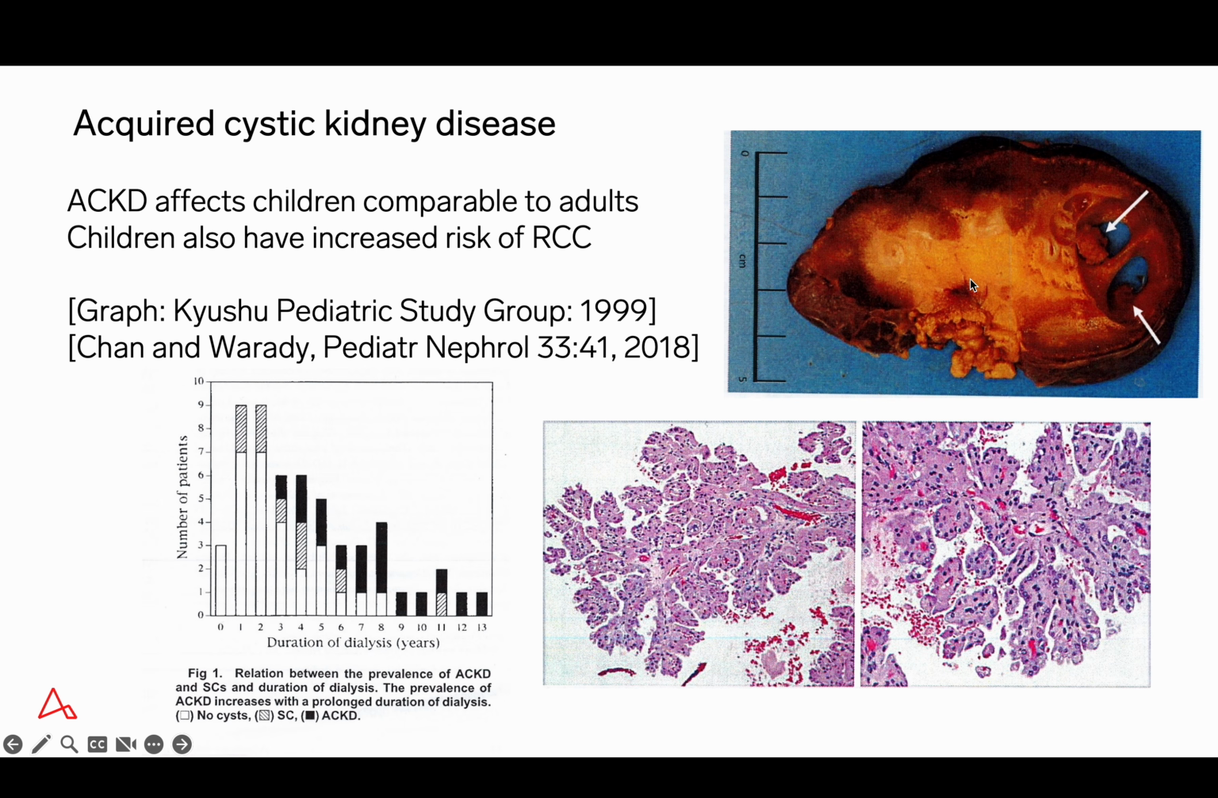This case report by Chan and Warrady, published in 2018, shows a gross photograph of a cystic renal cell carcinoma. Here we have a cyst which has formed and has a mural nodule of papillary renal cell carcinoma. So both acquired cystic kidney disease and renal neoplasm do occur in children, so some vigilance is required.